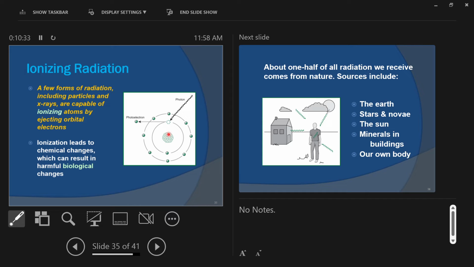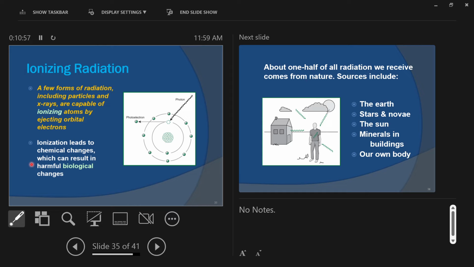Okay, your DNA is one of those molecules. So ionization leads to chemical changes in atoms, which can result in harmful biological changes. Said in another way, ionizing radiation can hurt living things. So this is why radiation can be harmful. This is why visible light is not harmful to you.